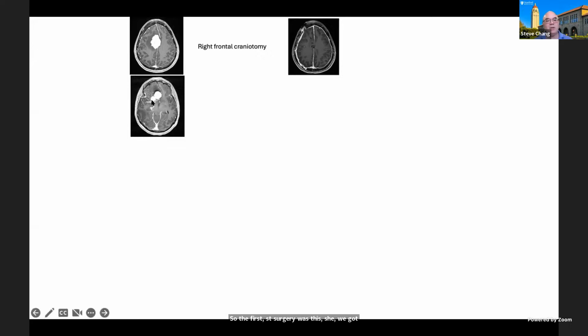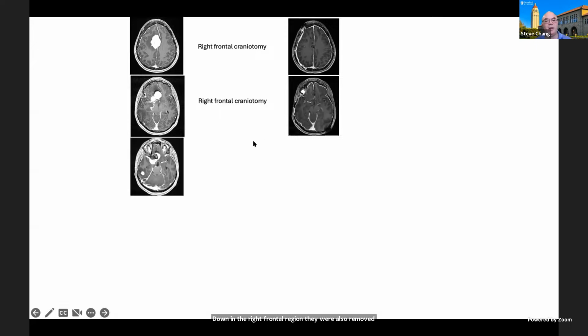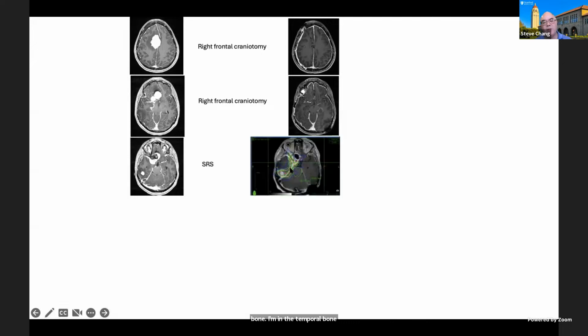Then we went down to the frontal region. There were two tumors down in the right frontal region. They were also removed with surgery. Then we were looking at the tumors along the base of the skull. So this anterior clinoid tumor and the tumor in the tentorial bone and the temporal bone. Because these were skull-based lesions and they were smaller, we treated them with radiation.